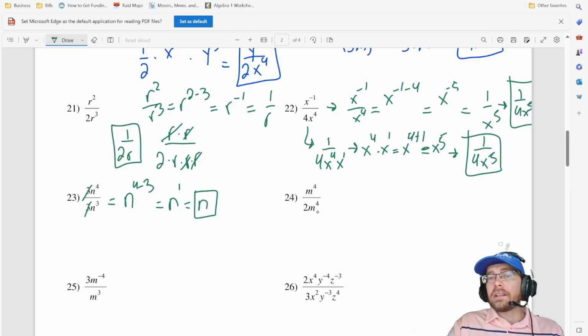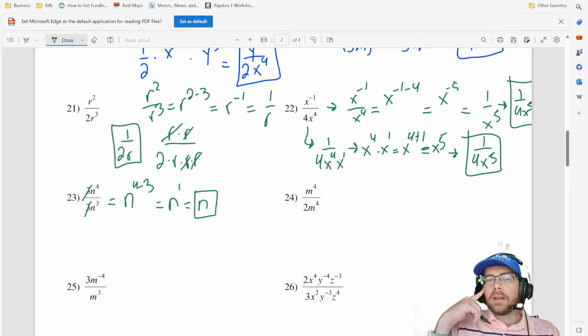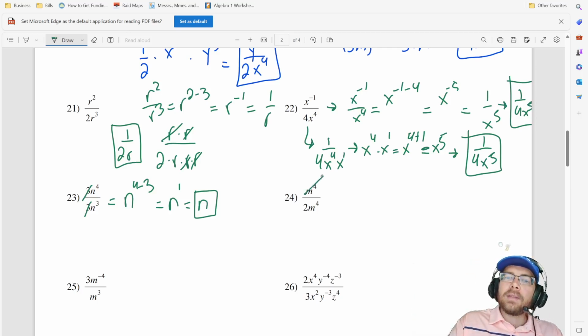Over here, it's literally the same thing on the top and the bottom. A fourth power of something divided by a fourth power of something. No matter what that number is for m, it's going to cancel with itself. Because you take a number to the fourth power, and if you divide it by a number to the fourth power, you're going to get the same thing. It's going to be the exact same thing. So the answer is just 1/2.